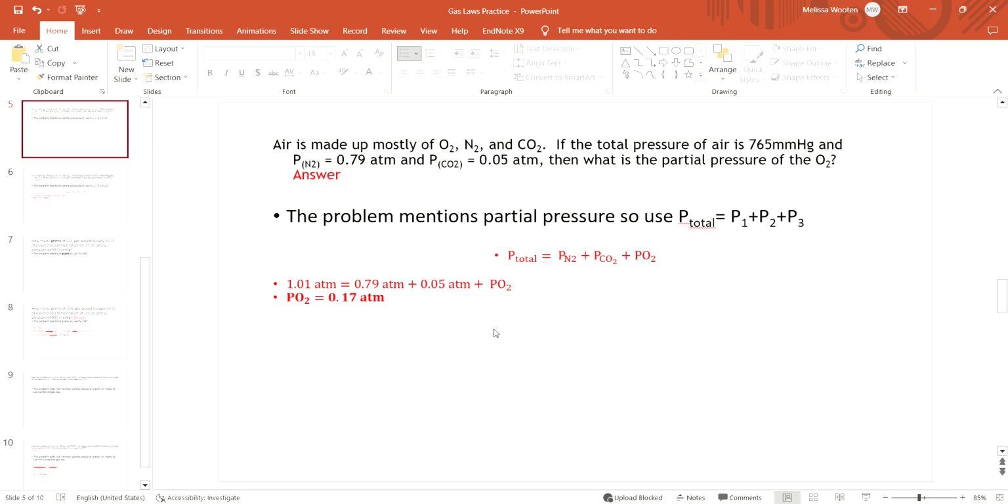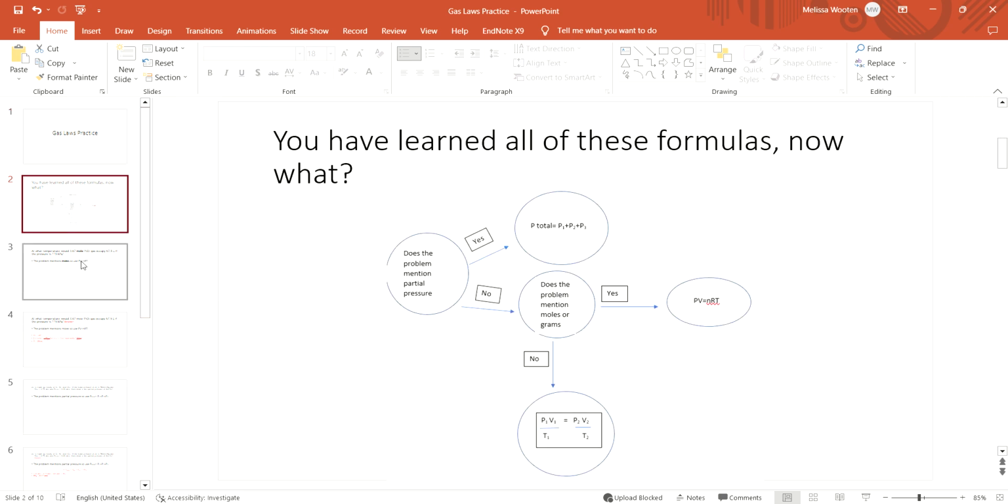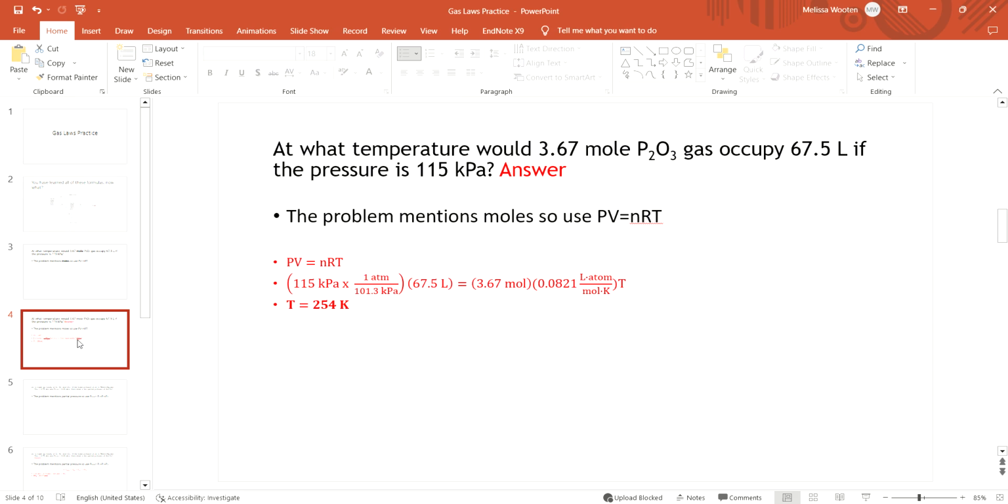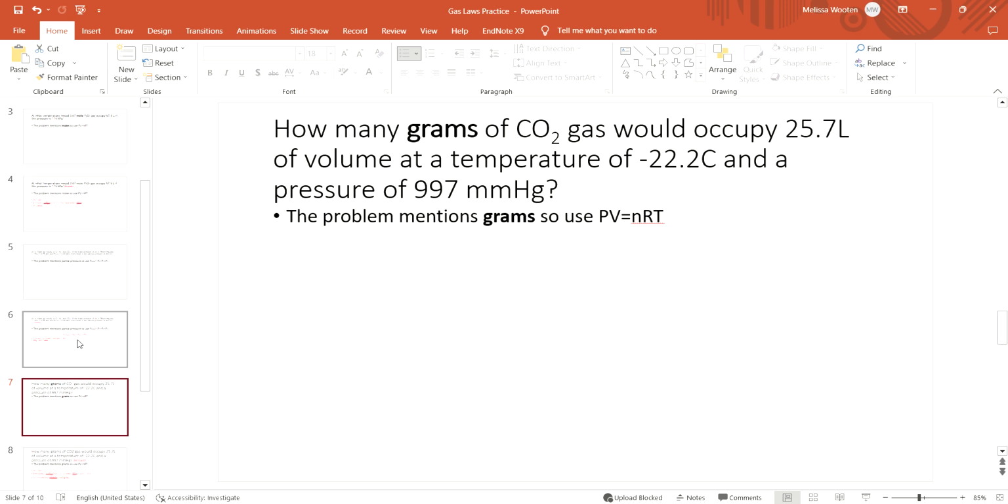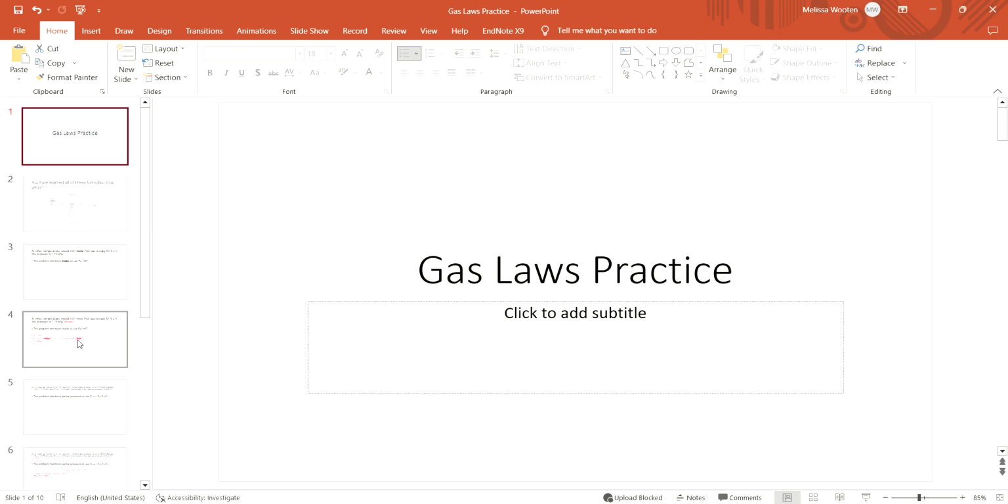And so I suggest that you practice the problems that are on Canvas. There weren't a lot of practice problems up here. This was just to get you to practice using that decision map. And so I would suggest doing all the practice problems you can.